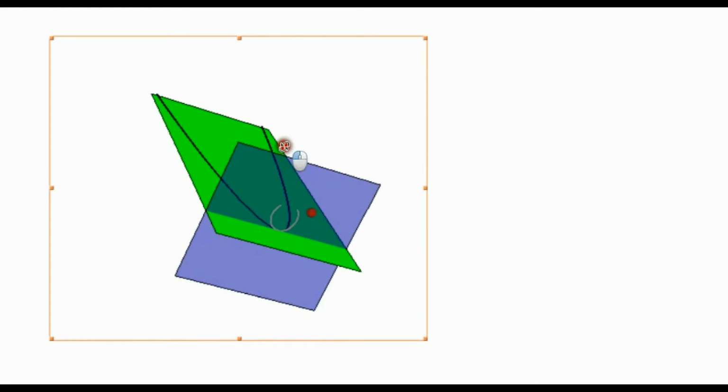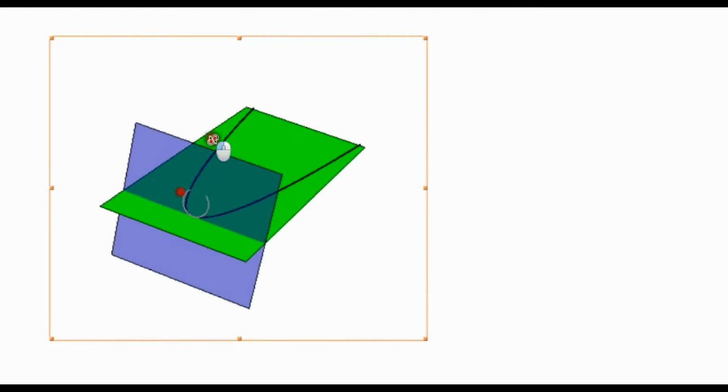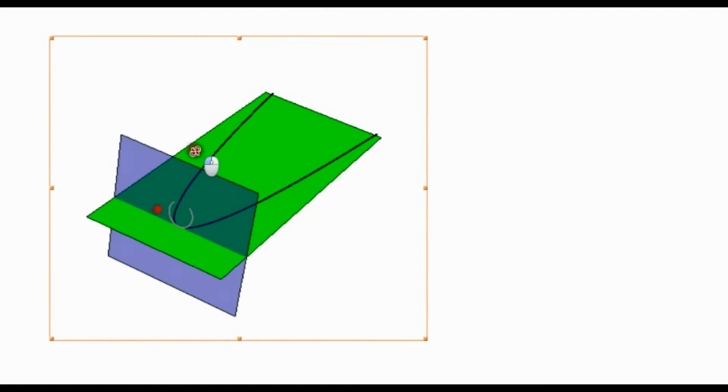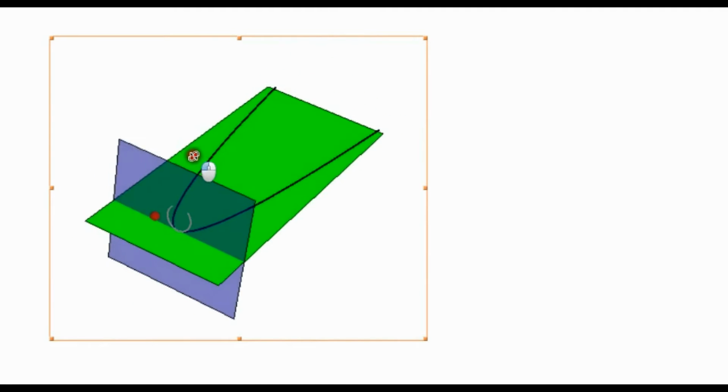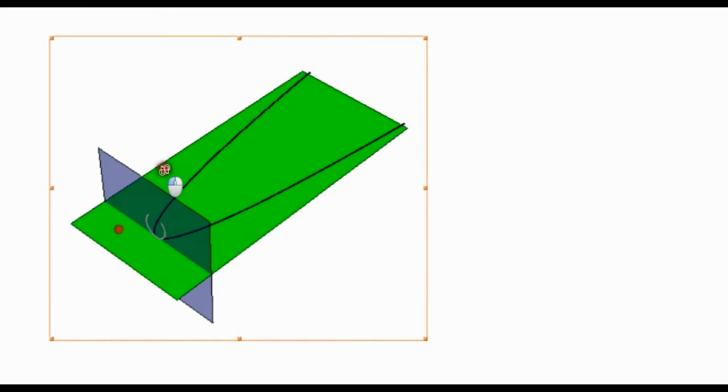Now, the relationship here is that both of these are examples of conic curves. I'm going to speak a lot more about that later, because there are some very interesting facts about how conics relate in projective geometry.